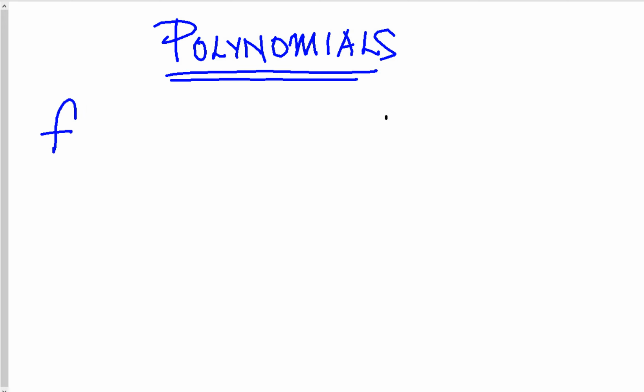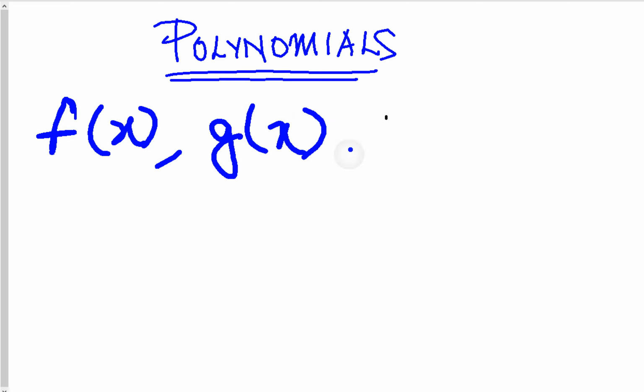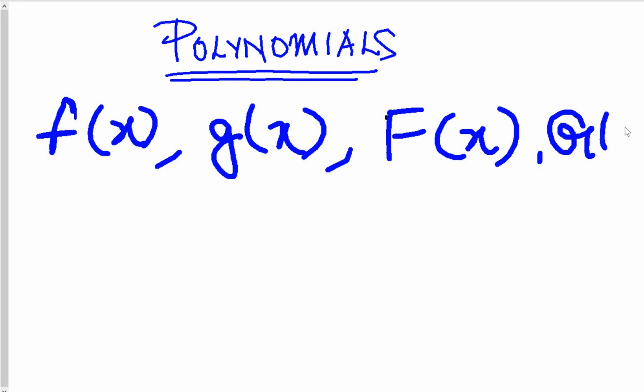Let me use a different color. f of x, g of x, capital F of x, or capital G of x. This is the representation of a polynomial in one variable, that is the variable x.